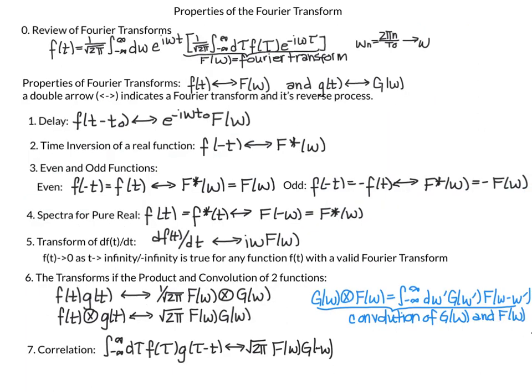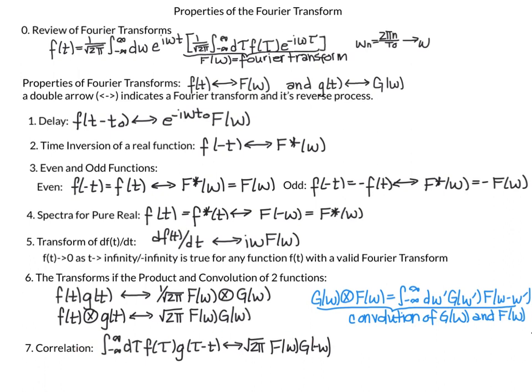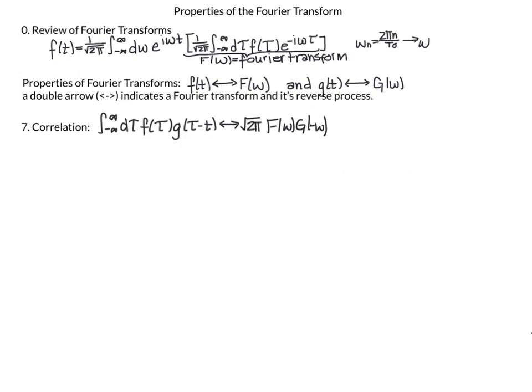The last function we'll look at briefly is correlation. Like convolution, I'm not going to derive how we get the Fourier transform, but this formula here is defined as the correlation between a function f and a function g. And when we want to take the Fourier transform of this correlation function, that's the square root of 2 pi, the Fourier transform of f, times the Fourier transform of g at minus omega.